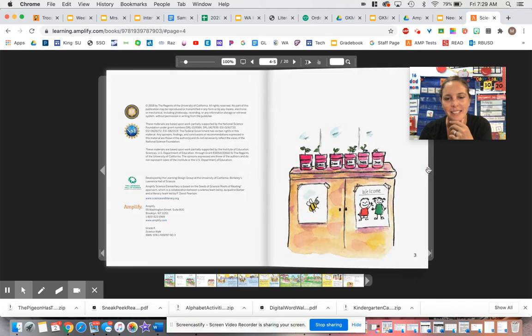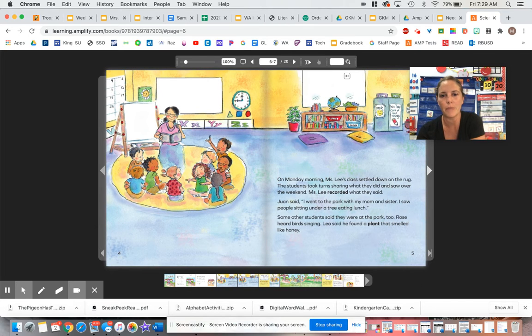All right, it looks like they're growing something. On Monday morning, Miss Lee's class settled down on the rug. The students took turns sharing what they did and saw over the weekend. Miss Lee recorded what they said.